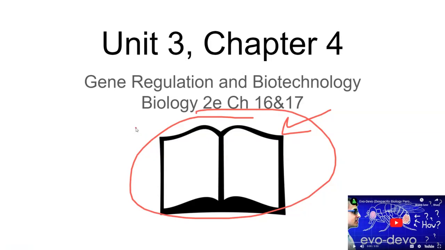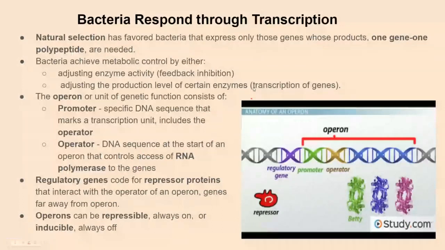Now we're going to talk about different ways that genes are regulated and biotechnology. So looking at bacteria, bacteria have this one gene, one polypeptide. They don't have a whole lot of extra DNA like humans do, where we have introns and exons. The bacteria just have one gene, one polypeptide, no introns, no exons. That, however, is just kind of an introduction to the idea of an operon. Humans also have operons. An operon is a group of genes.